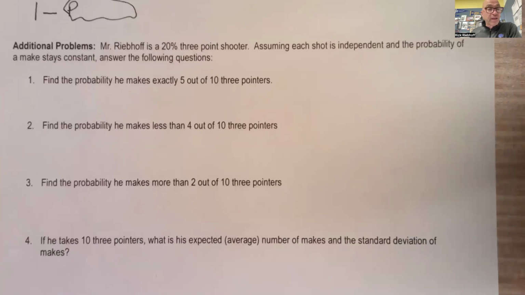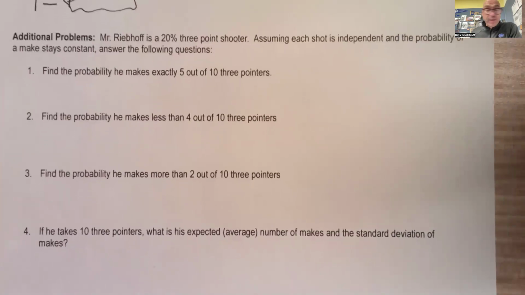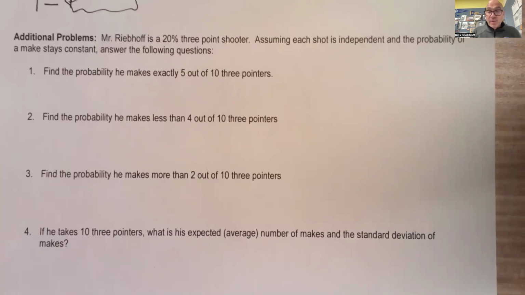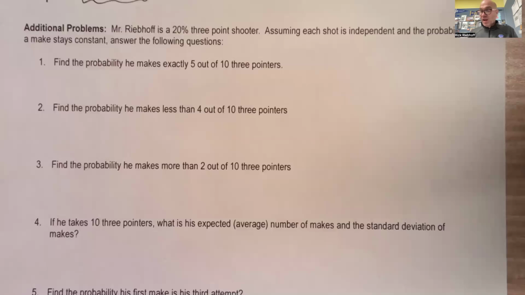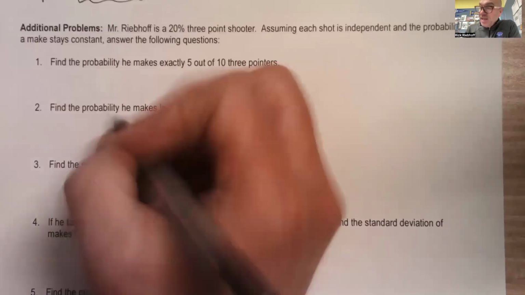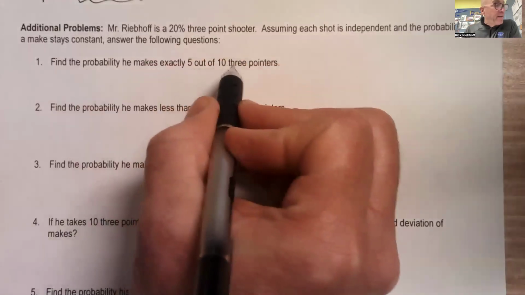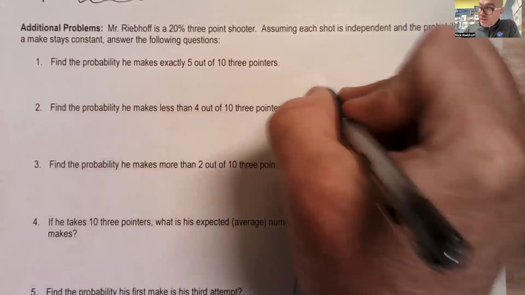Oh, we're at additional problems. I think this is it. All right. So if you want to stick around, that's cool. If you want to save these for studying, that's fine. But let's jump on in. I don't think I have the probabilities for these. So I'm going to pause and get those for you. One sec. All right, here we go. Probability he makes exactly 5 out of 10 free throws. Should be 0.026.